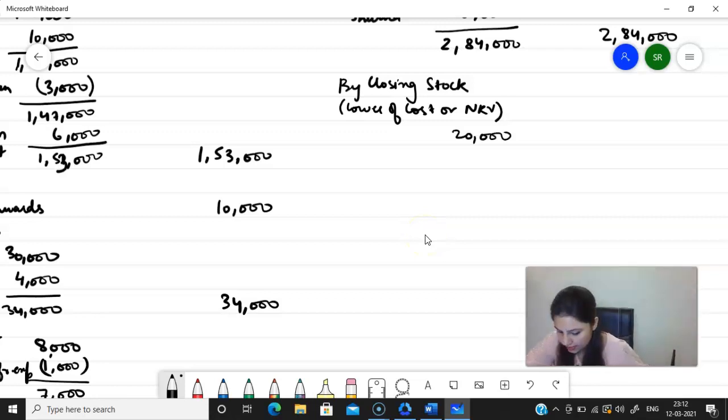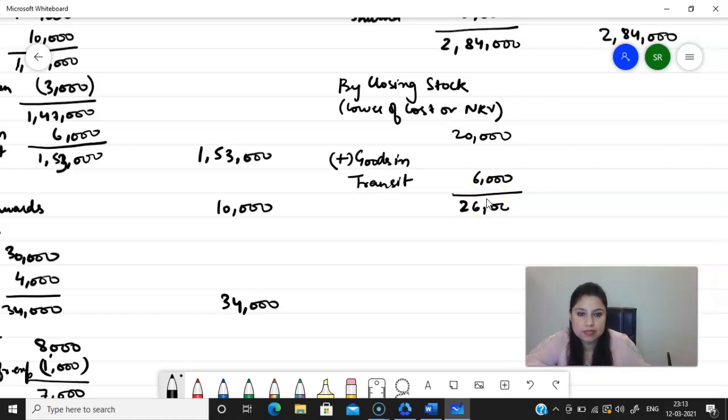Plus, along with this 20,000, we will also be adding the goods that are still lying in transit, because we have included them in the purchases, and since it is not part of the sales, they will be recorded in the closing stock. And why we are adding them back to the purchases, as in the question it has been mentioned that such goods have been not at all recorded in the books. So therefore, we have to record for it in the purchases as well as in the closing stock. So adding goods in transit, which is amounting to 6,000. So the total will be 26,000.